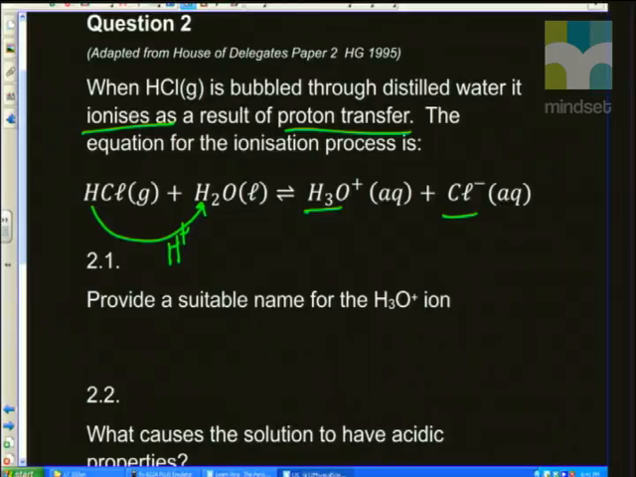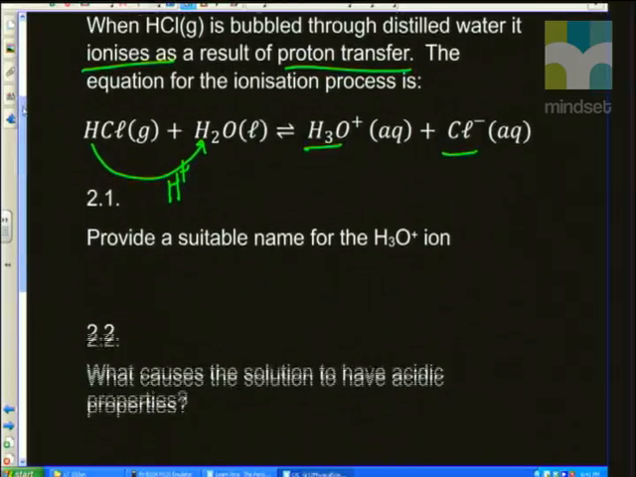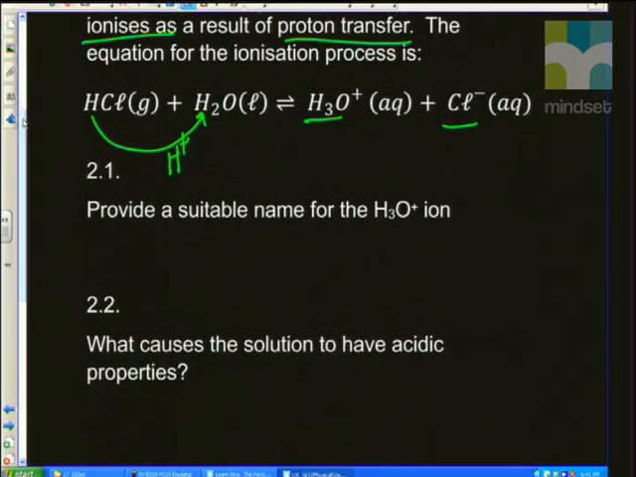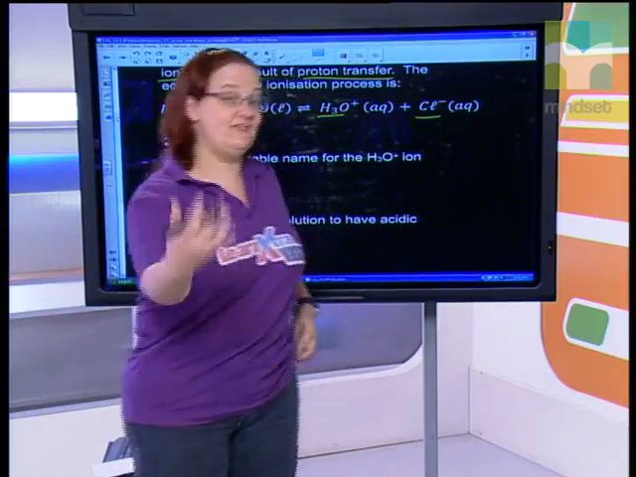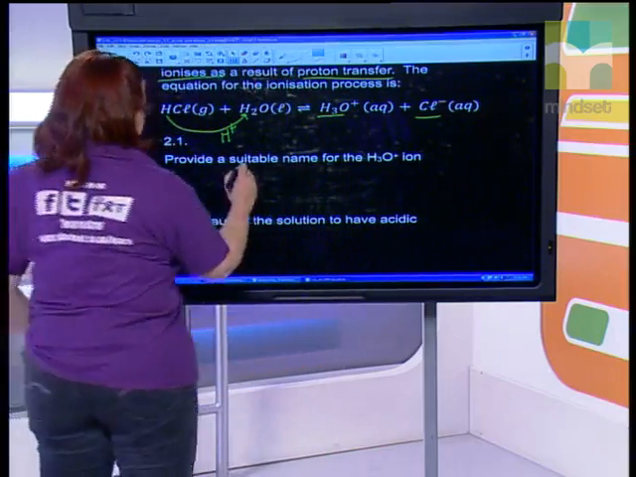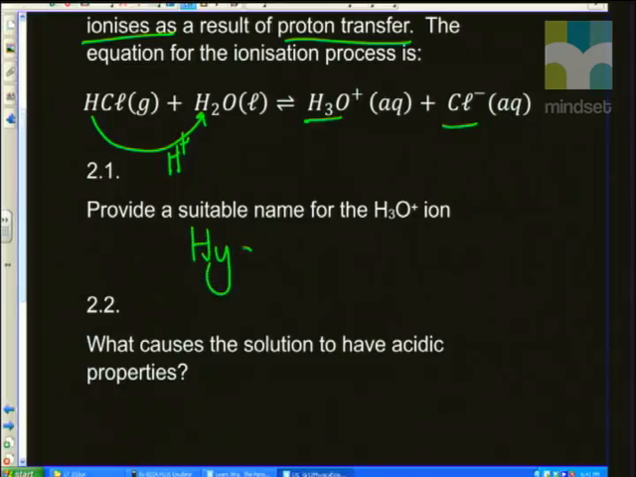Now, first thing they say to you is provide a suitable name for the H3O plus ion. Okay? That doesn't mean John or Mary or Sue or whatever. That's not what they're asking for. They're asking for its scientific name, and hopefully you guys know this. It's hydronium. Okay, H3O plus is known as the hydronium ion.